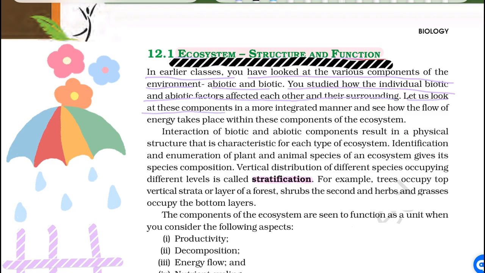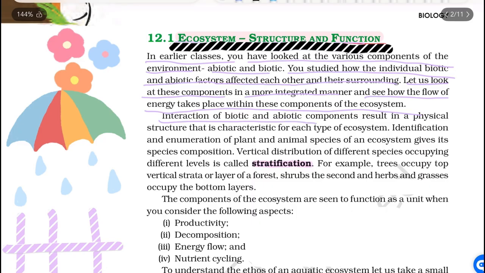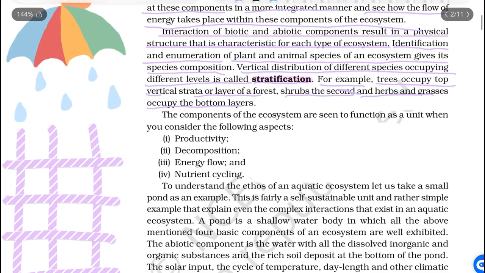Let us look at these components in a more integrated manner and see how the flow of energy takes place within these components of the ecosystem. Interaction of biotic and abiotic components results in a physical structure that is characteristic of each type of ecosystem. Identification and enumeration of plant and animal species of an ecosystem give its species composition. Vertical distribution of its different species occupying different levels is called stratification. For example, trees occupy the top vertical stratum or layer of a forest. Shrubs occupy the second, and herbs and grasses occupy the bottom layers.